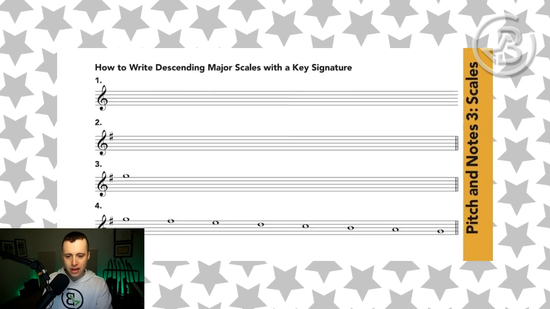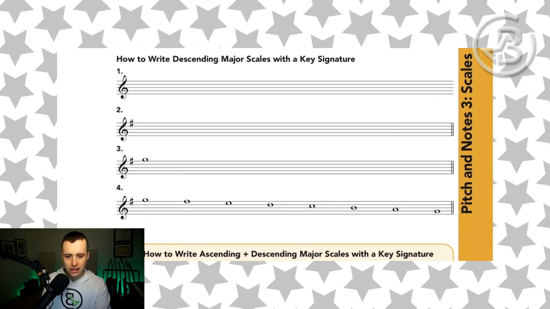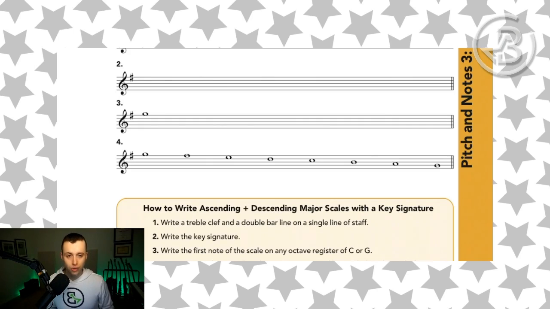Now it's the same thing for descending. Descending for G major, for example. You just write your treble clef and your double bar line. Then you write in your key signature, which for G major is just a sharp on line 5 for F. And then you write descending one note on every line and every space of the staff, just like you did for the major scales.